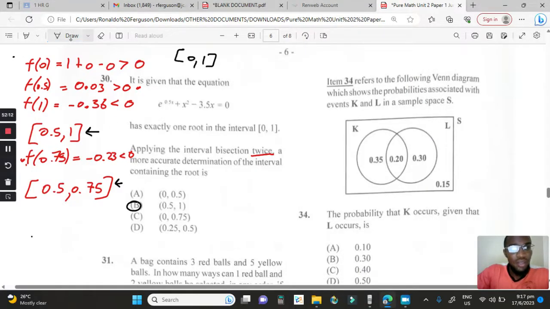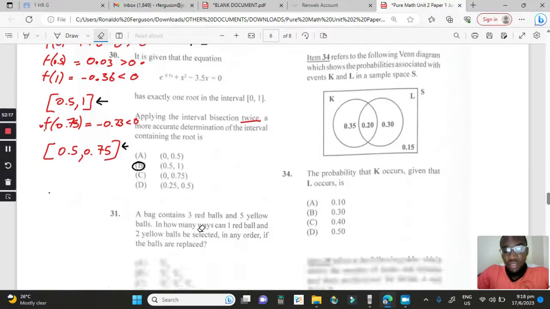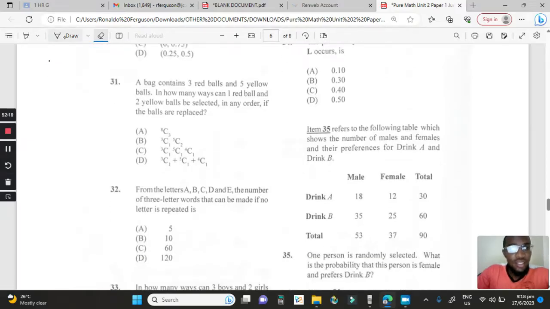Now we're finally into module 3, so we're going to go a little bit faster. Module 3 is usually a little easier as well. It says a bag contains 3 red balls, 5 yellow balls. In how many ways can 1 red ball and 2 yellow balls be selected? Remember we have 3 red, and in how many ways can 1 red be selected from the 3, and at the same time we want to select 2 yellow balls from 5. So that's it, 3 choose 1 times 5 choose 2. What an easy question, right?